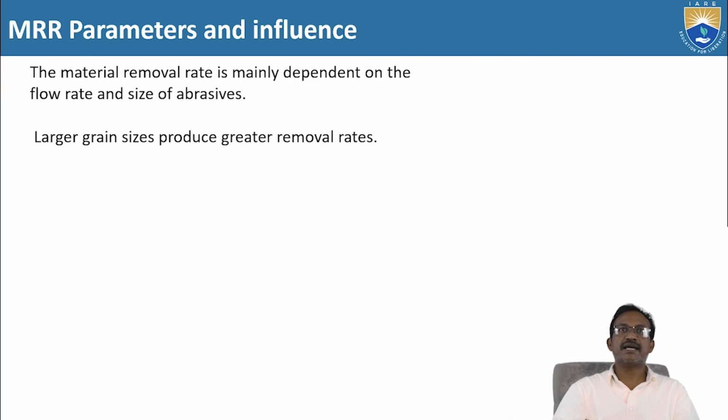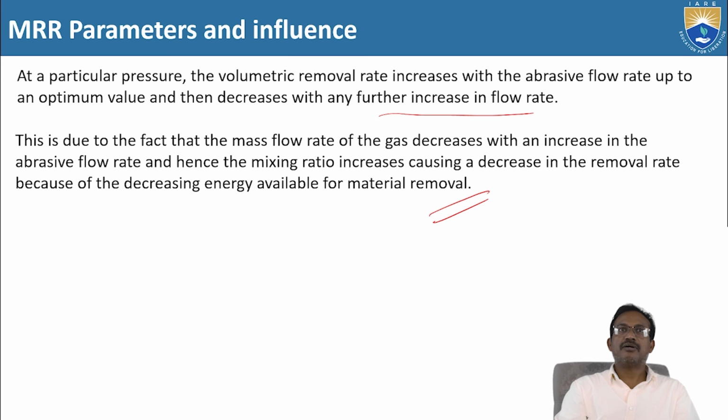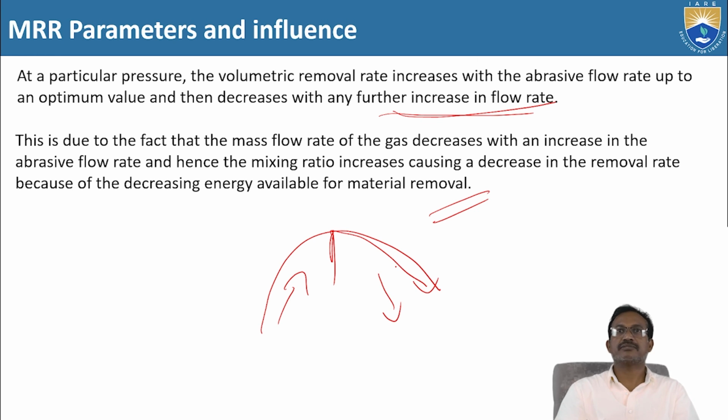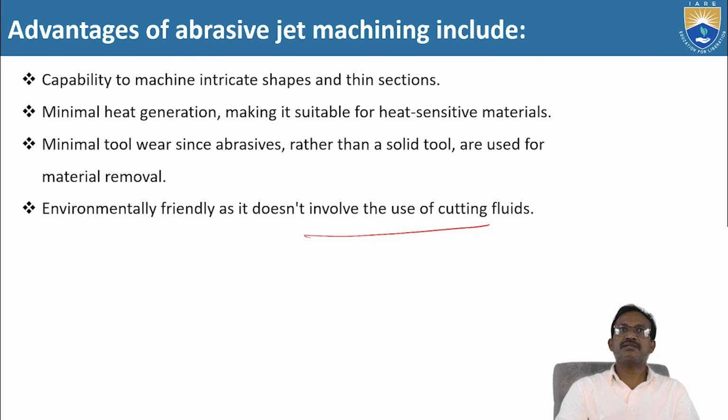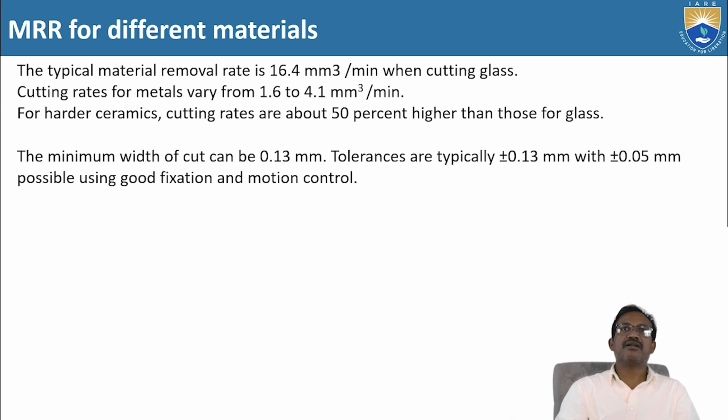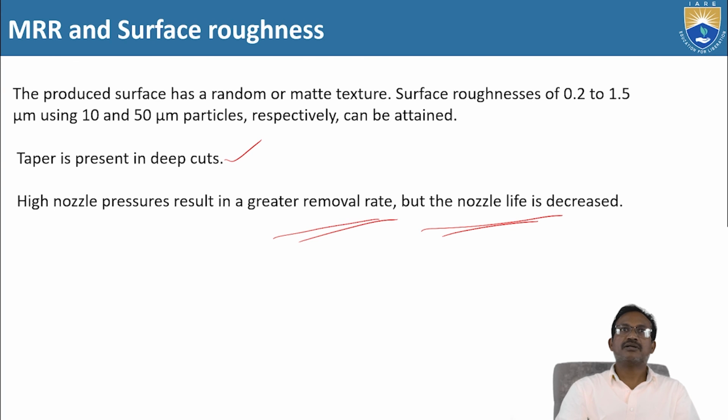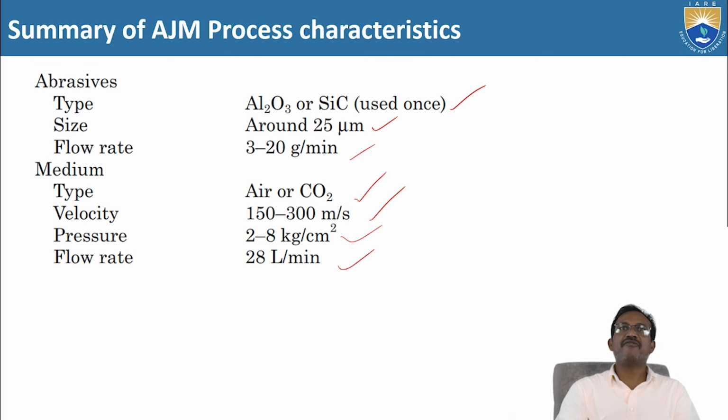These are the various parameters that influence the material removal rate. Larger grain size produces greater removal rate. This is very much important. And this point is very much important: at a particular pressure, the volumetric removal rate increases with the abrasive flow rate up to an optimum value. After that, it will decrease. It improves up to this point, and after that it decreases. These are the advantages, and these are the different materials. Material removal rate for different materials. Regarding surface roughness, this is the summary of AJM process characteristics.